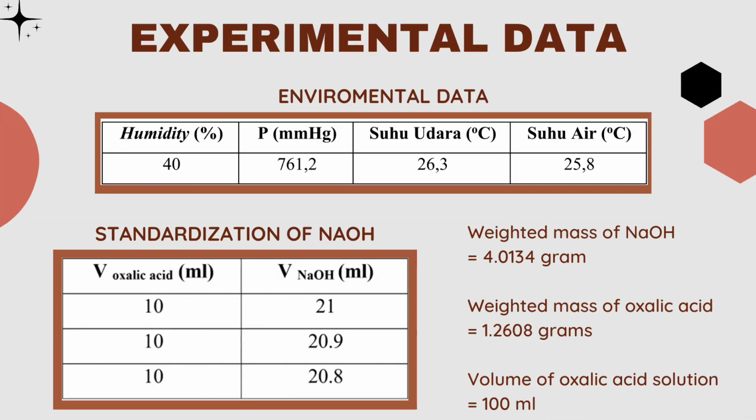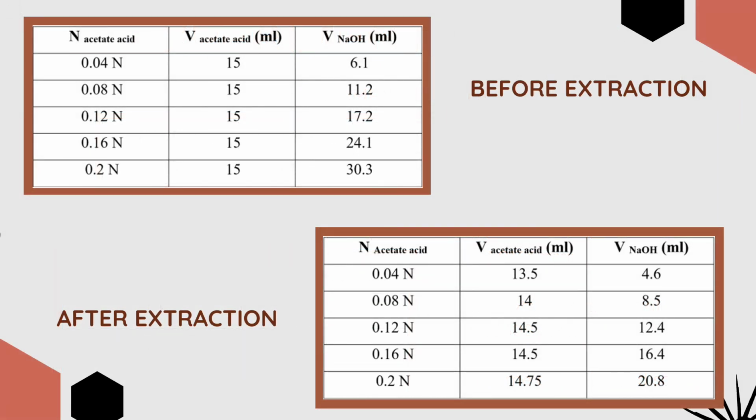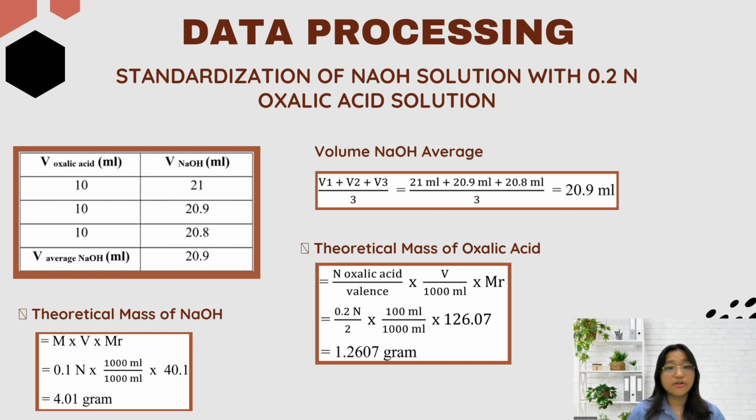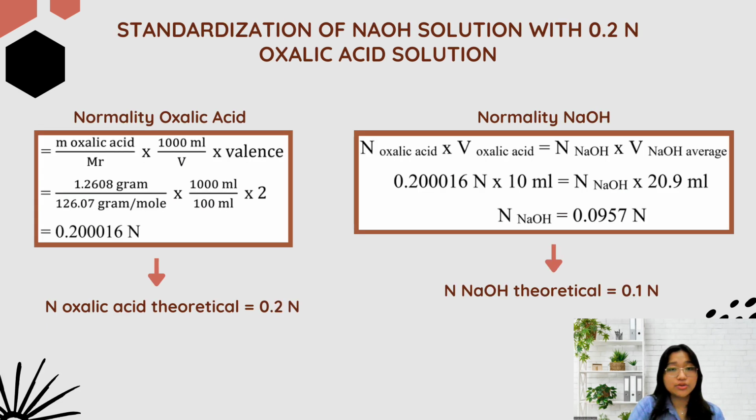From our experiment, this is the data that we got. And now is about calculation. First, we must calculate the theoretical mass of sodium hydroxide and oxalic acid. We also have to calculate the average volume of sodium hydroxide, with the value of 20.9 milliliters. Then, calculate the concentration of sodium hydroxide and oxalic acid based on the experiment.